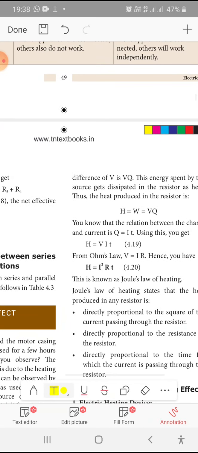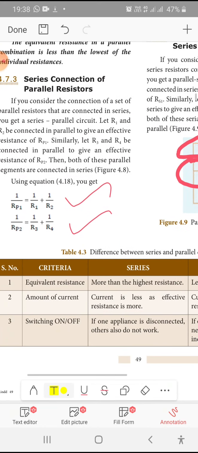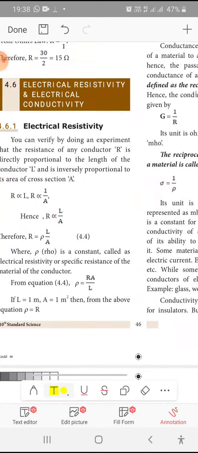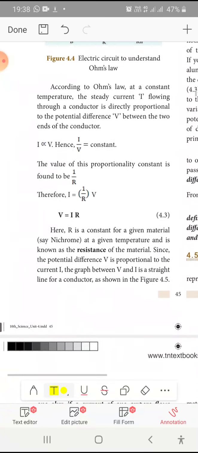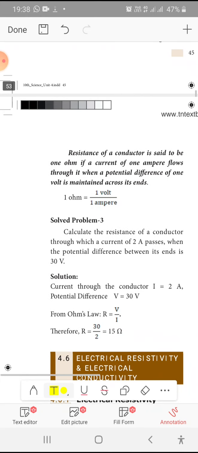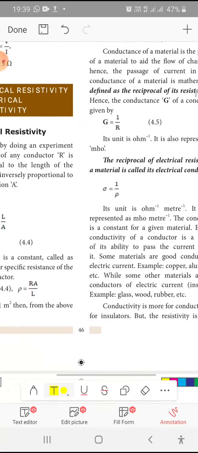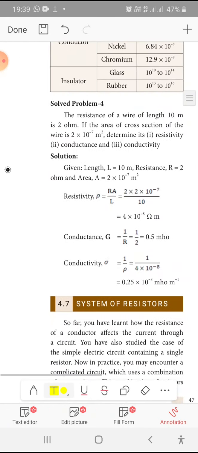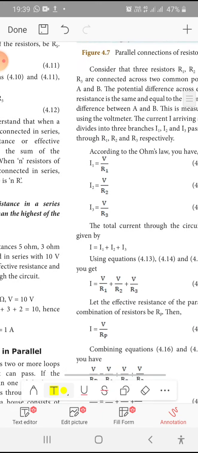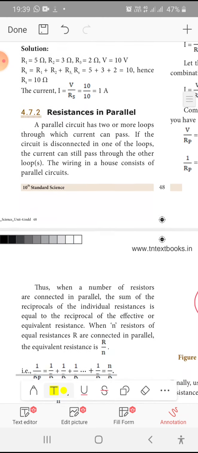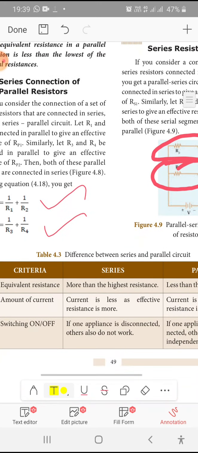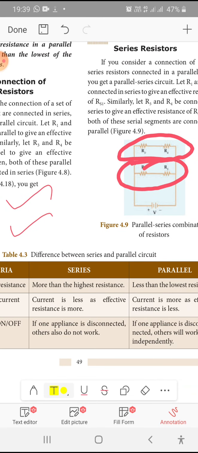Now, what we studied today: Ohm's law, electrical resistivity, resistance of a material, unit of resistance, electrical resistivity and conductivity, then systems of resistors, resistors in series, resistors in parallel, series connections of parallel resistances, parallel connections of series resistances, and the difference between series and parallel connections. Up to this we have learned today.